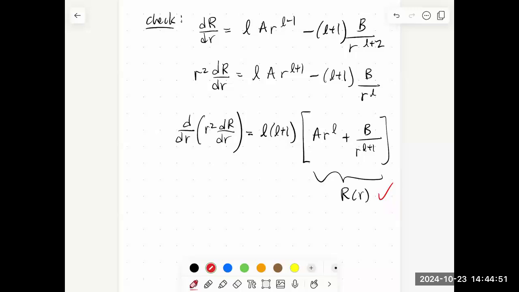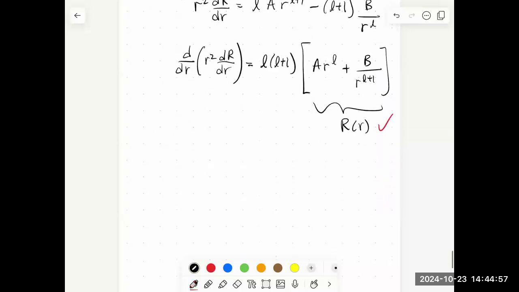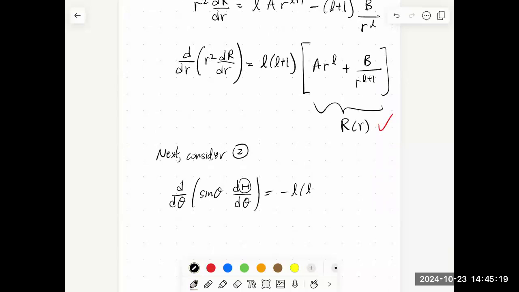What about equation 2? That's the one that's a little more challenging. So next, we consider 2. I should just write it down again because it's far away. d by d theta of sine theta d capital Theta by d theta is equal to minus L times L plus 1 sine theta times capital Theta.